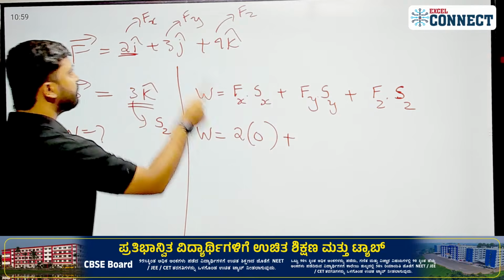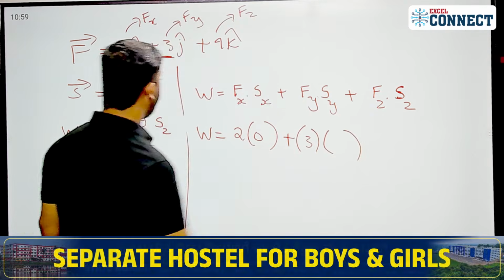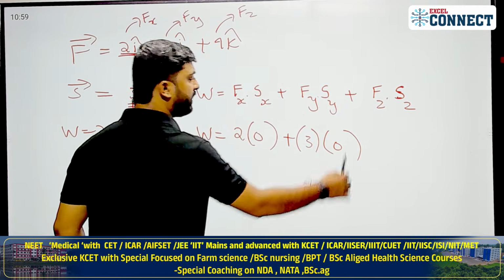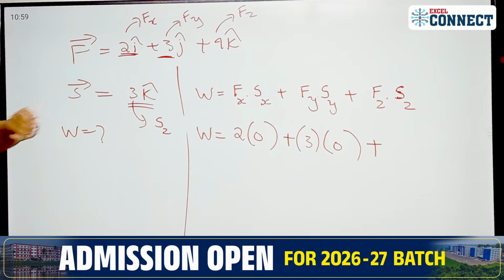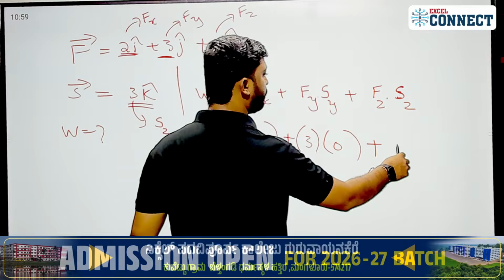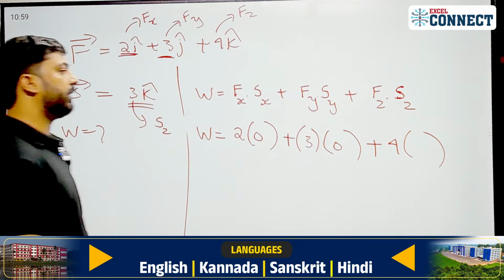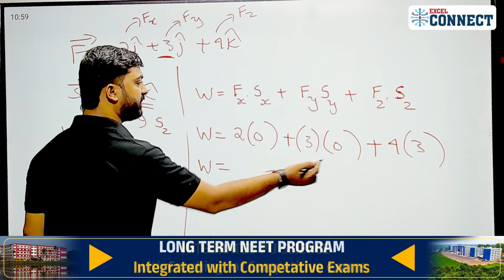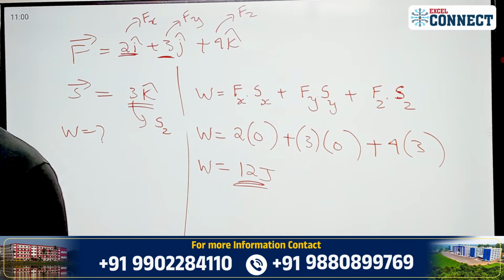Plus, what is force in y axis? It is 3. You don't find any j coordinate here, so y displacement is 0. Plus z force is 4 Newton. What is the displacement in z axis? It is 3, right? After solving this, what is the work done? This is 12 joule, right? I hope so.